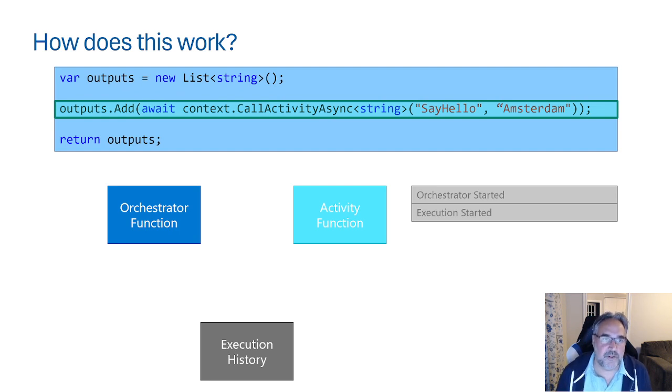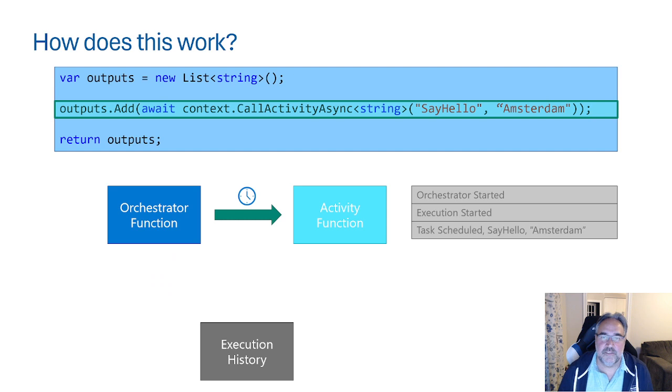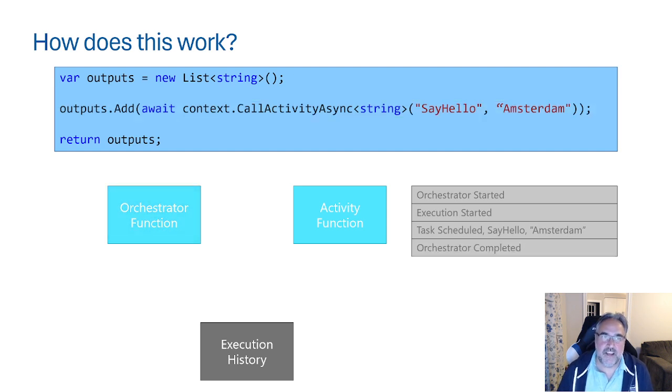It comes up to the first one, which is outputs await, and it's going to call this activity async, and in brackets, say hello. That's the name of the activity function called say hello, and it's going to pass the data Amsterdam. So it's going to go and check the event source execution history. It's going to say, have I run this activity before? The answer is no. So it's going to go ahead and call the activity function. At this point, the orchestrator is going to go asleep. It's completed its job for the time being.